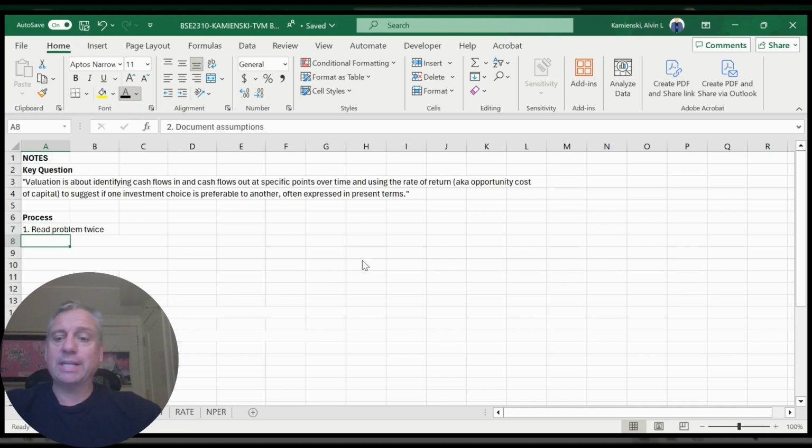Once I've read that twice, the next fundamental step is documenting your assumptions, which is basically the process of labeling and typing in everything you know that may or may not be used in the calculation of the answer. Because you're going to find in this section that Excel has some very purpose built formulas and functions in it that will help us calculate time value of money. Also, then, we have to be cautious in thinking about the way that Excel presents the numbers versus the way you would do it in simple algebraic terms.